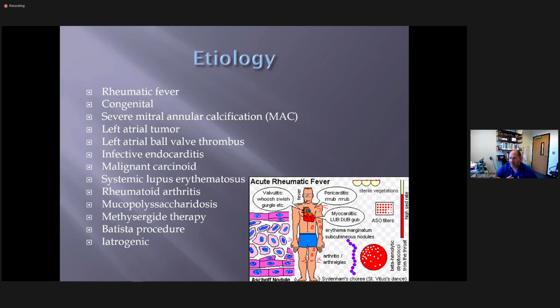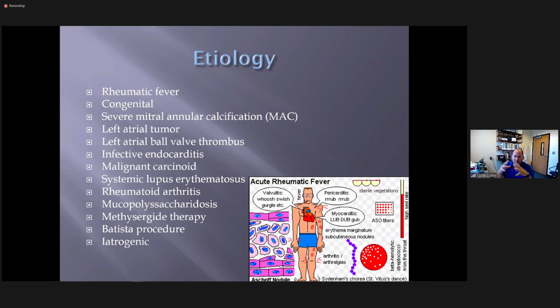Left atrial ball valve thrombus. A ball valve is a specific type of valve transplant. We're going to talk about valve prostheses after this chapter is done. On Thursday, we'll start to talk about that. But a ball valve is a type of valve that actually has a ball. If you've ever played marbles and you've seen those little steelies, it looks like a big steel ball in a cage. It bounces back and forth, opening and closing that orifice when they do a valve replacement. That's an old style of mechanical valve.